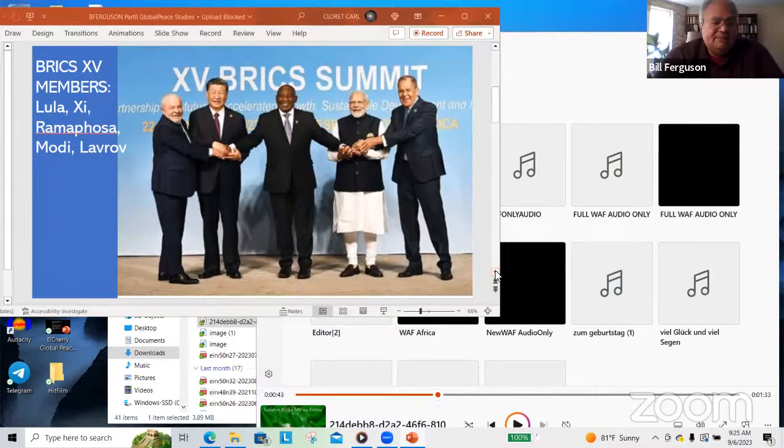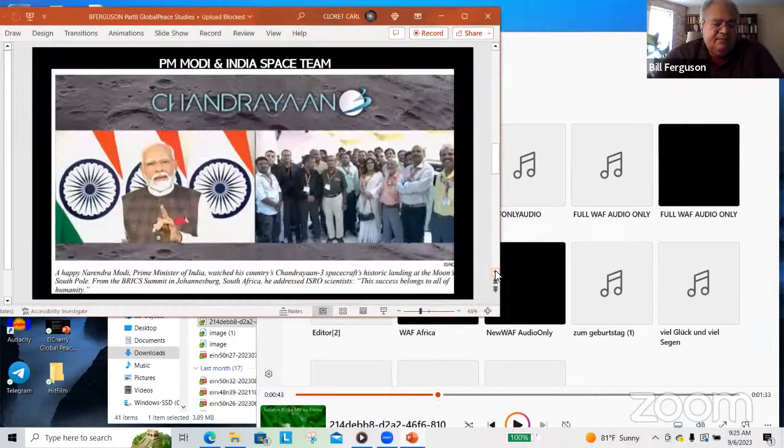Now, can I have slide number 3? Now, you see Modi and representatives on the right from the Indian Space Research Organization. And as the BRICS conference proceeded, Chandrayaan 3 landed on the South Pole of the Moon. And these are excerpts from his remarks to the ISRO and to the world. I find them very inspiring.